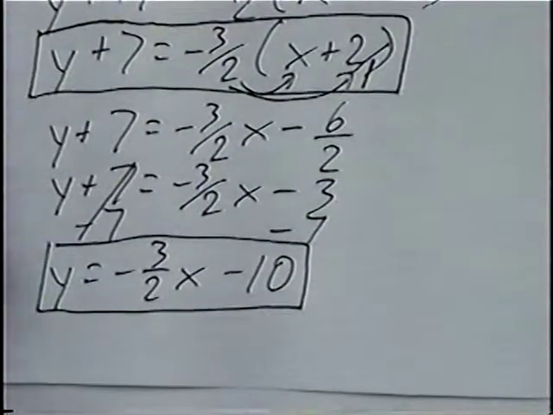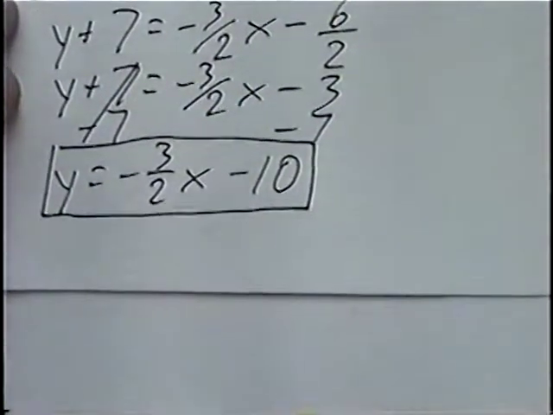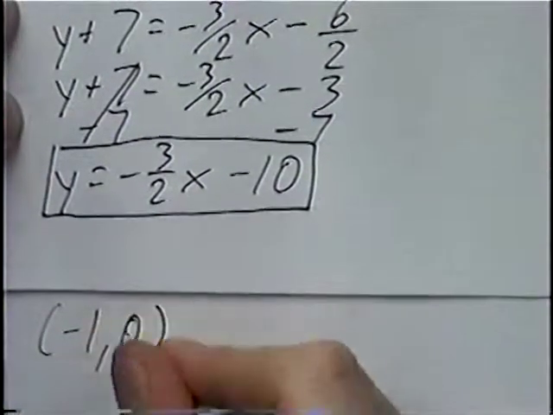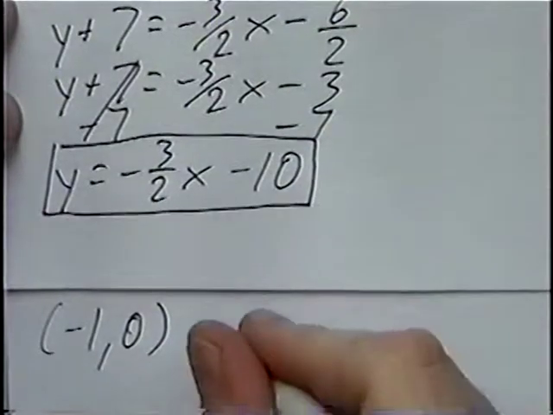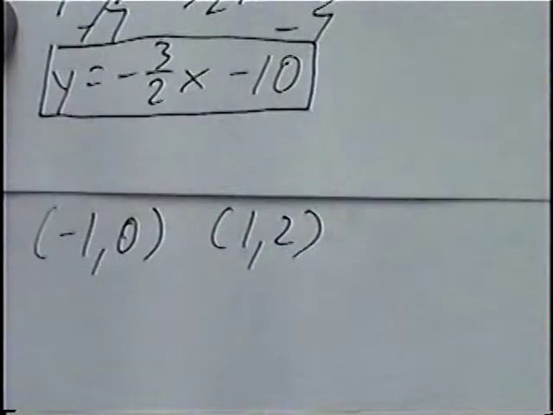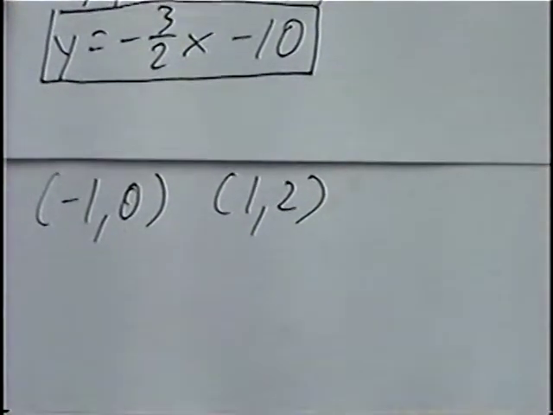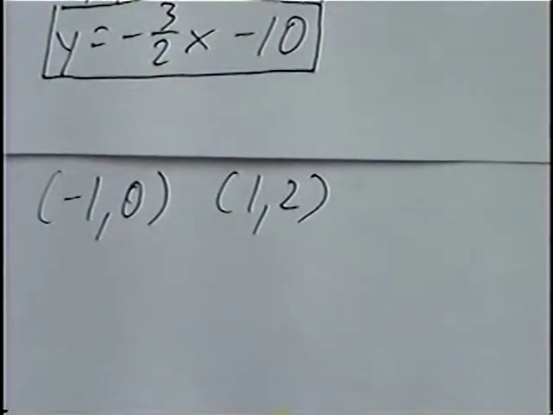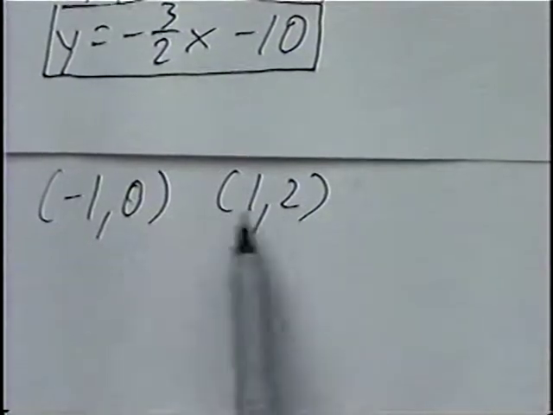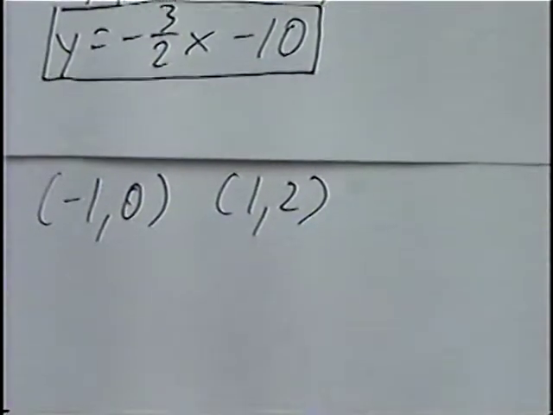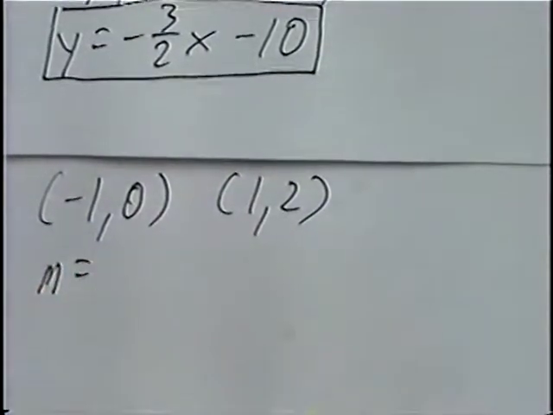And last question for the section. We'll have 2 points. The first point is (-1, 0), and the second point is (1, 2). Using these 2 points, we can write 2 equations: the first equation in point-slope form, and the second equation in slope-intercept form. Since we have 2 points, but we don't have the slope or letter m, we can use these 2 points to find the slope, or find what m equals.